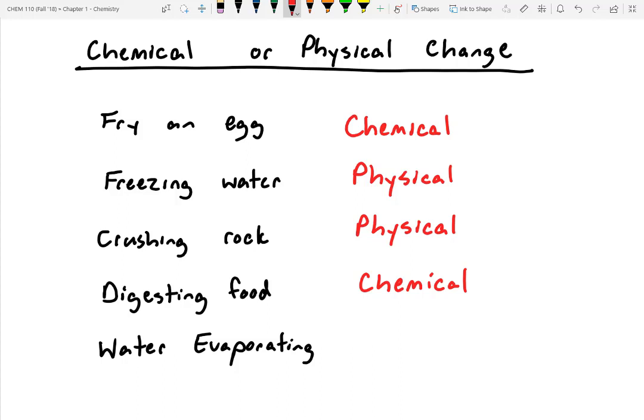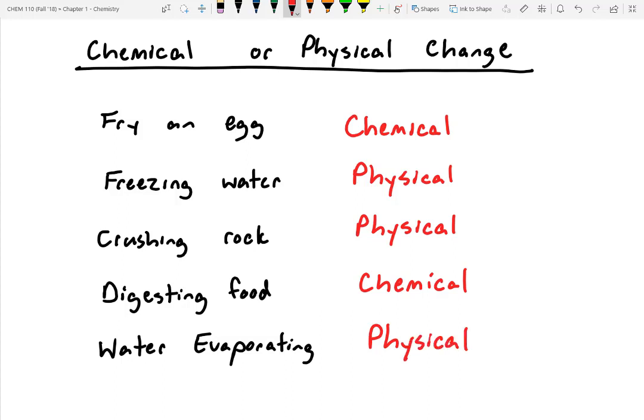What about water evaporating? Physical. It's still water. When water evaporates, it goes into the clouds, then it can rain, as we see most winter. So this would be an example of physical change.